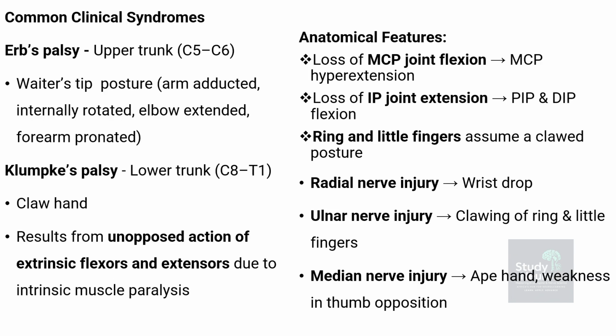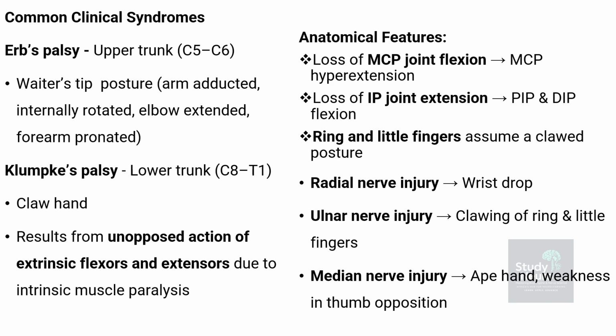Some injuries of the brachial plexus and its branches lead to characteristic clinical syndromes. Erb's palsy involves the upper trunk from C5 to C6 and produces the classic waiter's tip posture, with the arm held close to the body, internally rotated, the elbow extended, and the forearm pronated. In contrast, Klumpke's palsy affects the lower trunk, C8 to T1, leading to weakness in the intrinsic muscles of the hand and the typical claw hand appearance.